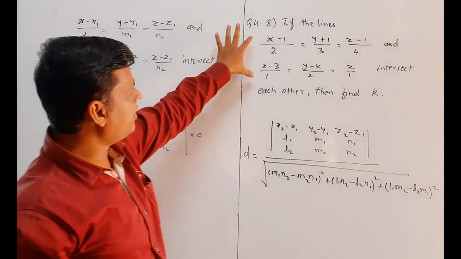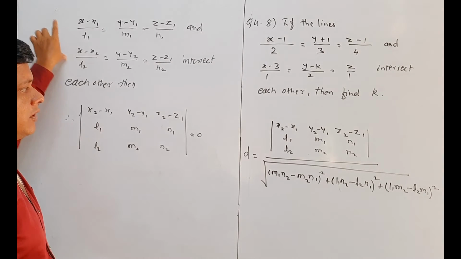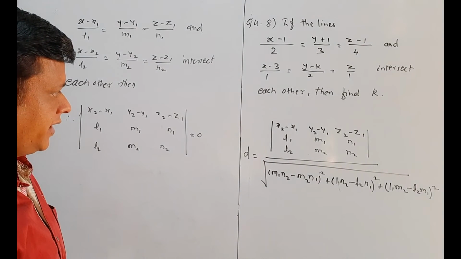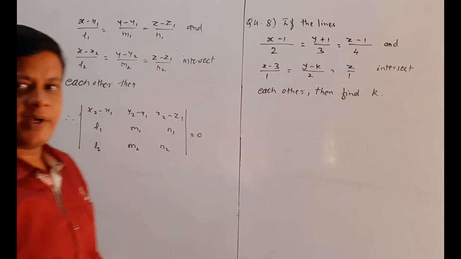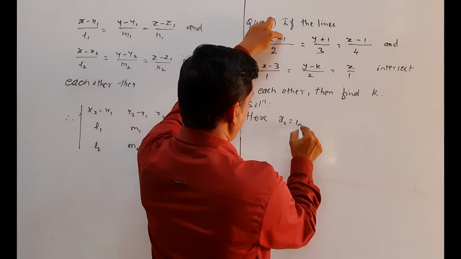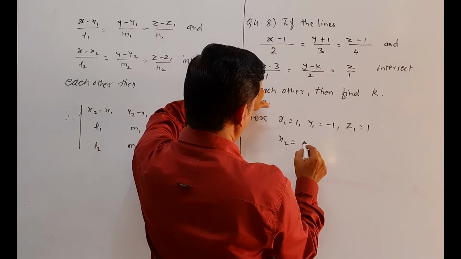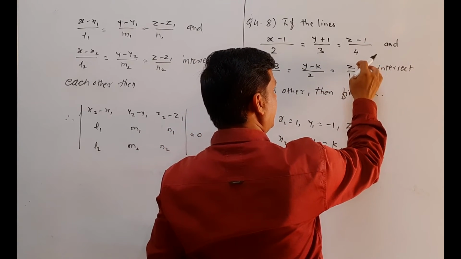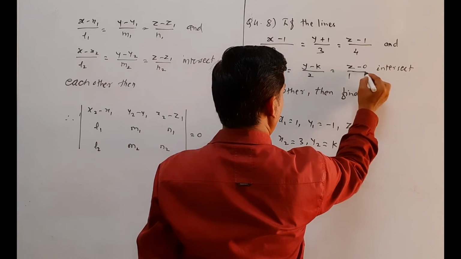So we have to compare the given equations with these two equations, and first we find the values of x1 y1 z1, x2 y2 z2, then l1 m1 n1 and l2 m2 n2. So comparing, we write here in solution, x1 is equals to 1, y1 is equals to minus 1, z1 is equals to 1, x2 is equals to 3, y2 is equals to k, and here this z can be written as z minus 0, so z2 is equals to 0. So you can write here z minus 0 upon 1 for your convenience.